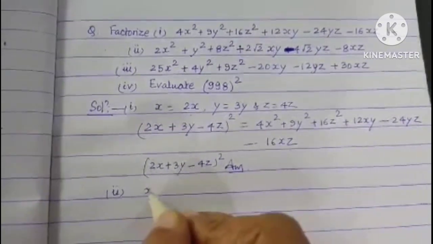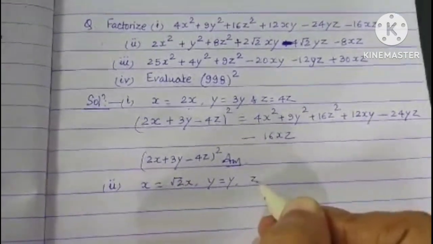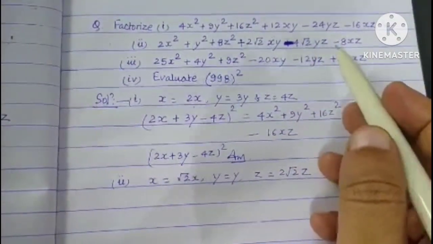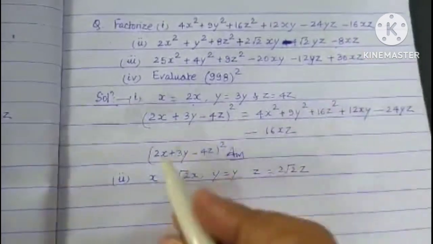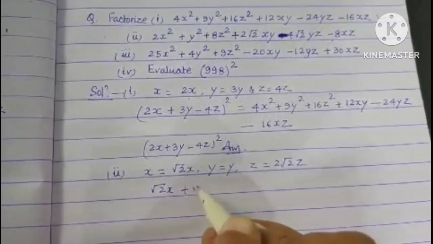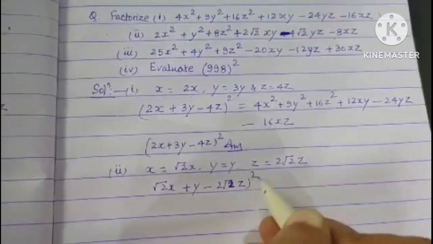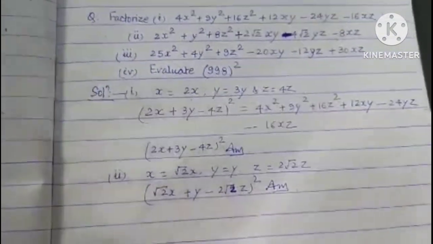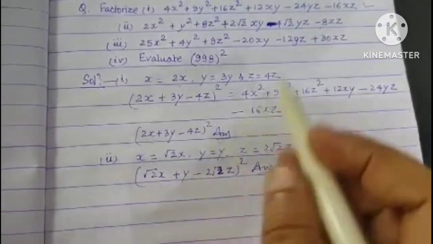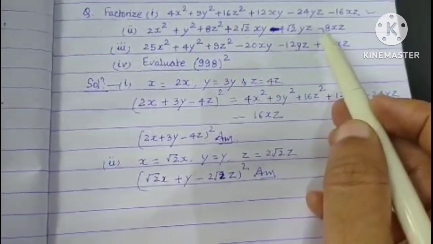Second one, let us write what will be our x. X will be root 2x, y will be y, and z will be 2 root 2z. Now we see it is plus, minus and minus, so it is of the same type, plus minus minus. So we will write directly its factorized form, which will come out root 2x plus y minus 2 root 2z whole square, and this will be our answer. So that when we simplify this one, in the place of here 2xy, it will come plus, then again it will come minus here, and again it will come minus here.